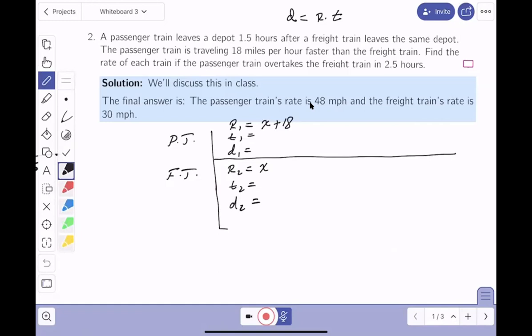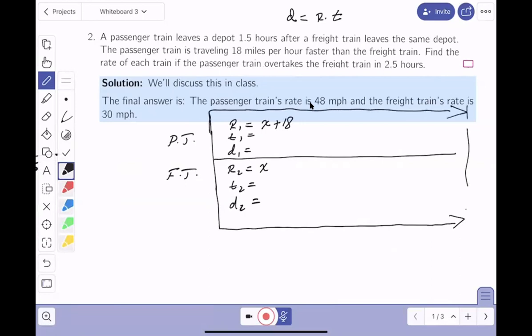So he leaves and he's traveling, right? He's going slower than the passenger train now. And what happens to the passenger train? Passenger train leaves, but he leaves later, right? And he's going much faster, 18 miles per hour faster. He's eventually going to catch up to him. All right. So let's take a look at it. So it says, find the rate of each train. Let me box what they want. They want this guy's rate and they want this guy's rate.